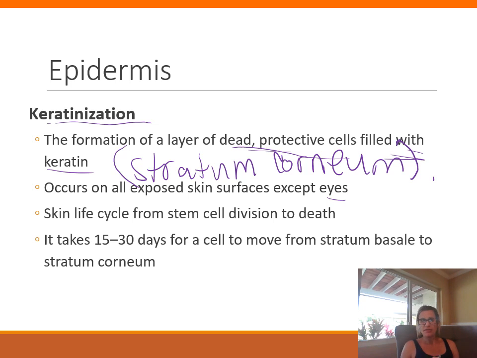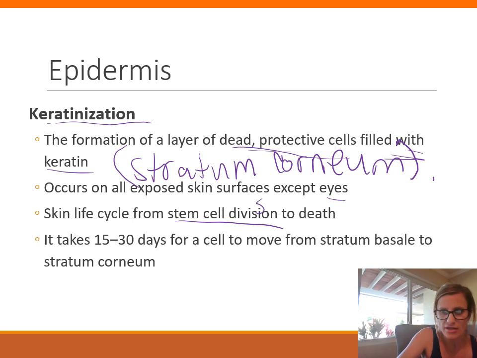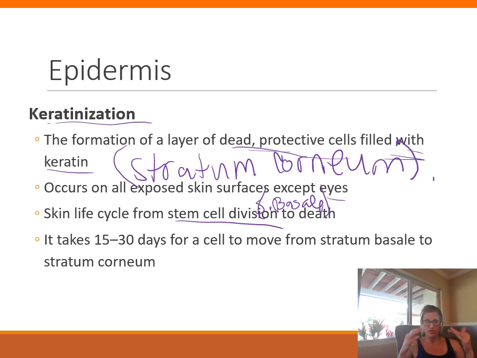This process of keratinization is essentially the skin's life cycle, right? The way that the cell changes from stem cell division in the stratum basale, right, all the way up to the death of the cell in the more superficial layers. It typically takes between 15 to 30 days for this process, for the cell to move from the stratum basale up to the stratum corneum.